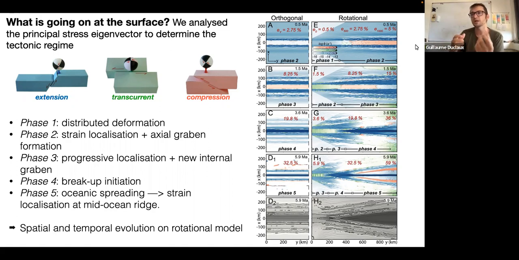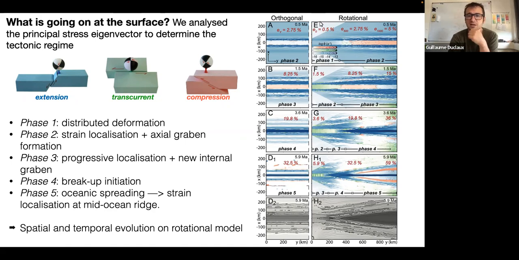When it's in red, it means that the principal stress eigenvector is close to vertical. So sigma 1 is vertical. When it's blue, it means that you've got extension dominating in the system. When it's red, it means that you've got compression dominating in the system. And when it's green, you've got transcurrent tectonics going on. The darker the hue of the color, the higher the strain rate you're going to have.